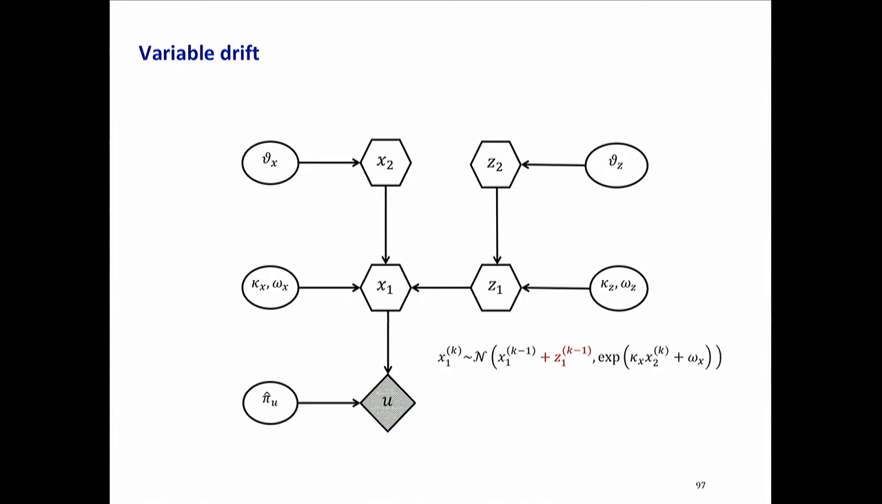The circles are constants, and the diamonds here are also time series, but non-Markovian time series, so time series that don't depend on their own previous state, whereas these hexagons depend on their own previous state. But we'll get to that, also to this notation.